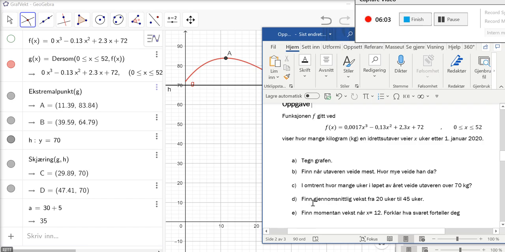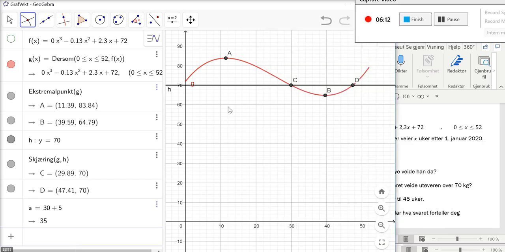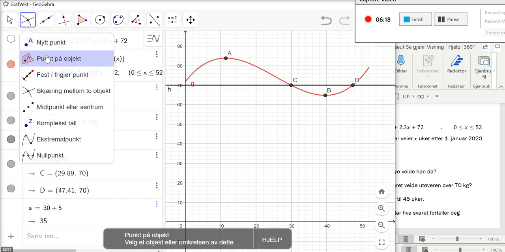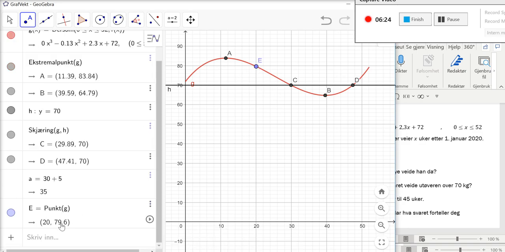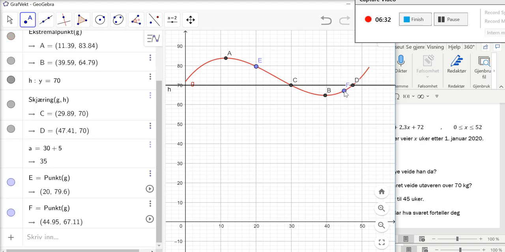And then important exercise here, find the average rate of change from 20 to 45 weeks. We first need to find his weight after 20 weeks. Let's just do it approximately here. After 20 weeks, you can just press this, then he weighs 79.6 kilograms. And after 45, approximately, so we just try and find 45 here. That's good enough, right? 44.95, then he weighs 67 kilograms. So he's actually lost about 12 kilograms in 25 weeks, right?